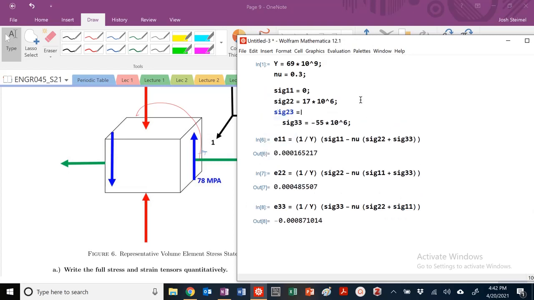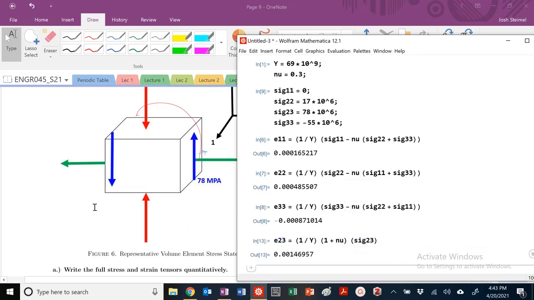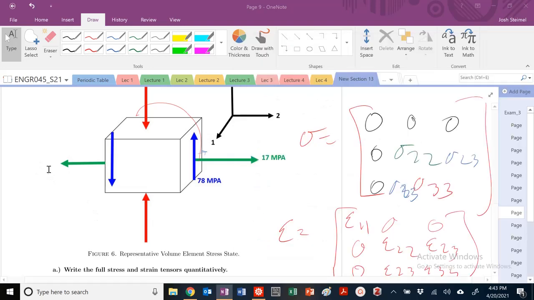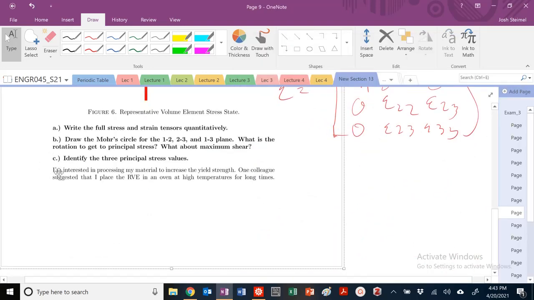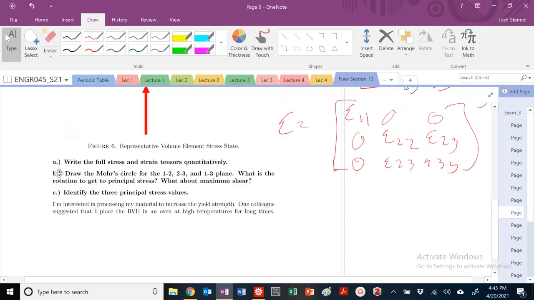Sig 2,3 is equal to 78 times 10 to the 6. And I know that my E23 is equal to 1 divided by Y times 1 plus nu times sig 2,3. There you go: shear stress, shear strains, everything. My tensor notation, that's it. Draw the Mohr circle. What is the rotation to get to principal stress?